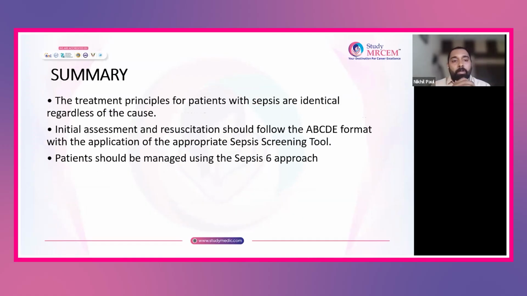Now to sum up, sepsis is a multi-system problem. The treatment for patients with sepsis is identical regardless of the cause. We have seen many causes, but the treatment is the same. Initial assessment and resuscitation should follow the ABCD format. Now we have to apply the sepsis screening tool, the appropriate one, as we have seen, and patients should be managed according to the Sepsis-6 approach.